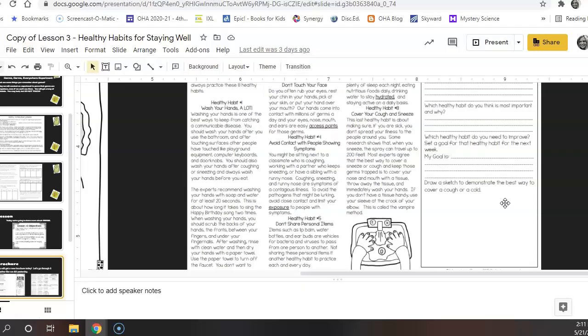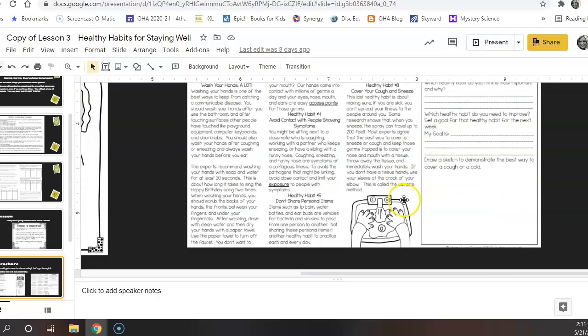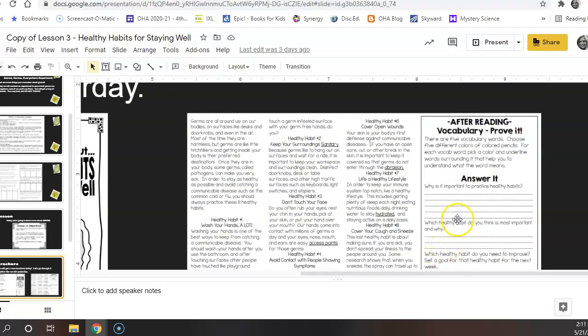When washing your hands, you should scrub the backs of your hands, the fronts, between your fingers, and under your fingernails. After washing, rinse with clean water and then dry your hands with a paper towel. Use the paper towel to turn off the faucet. You don't want to touch a germ-infested surface with your germ-free hands, do you?